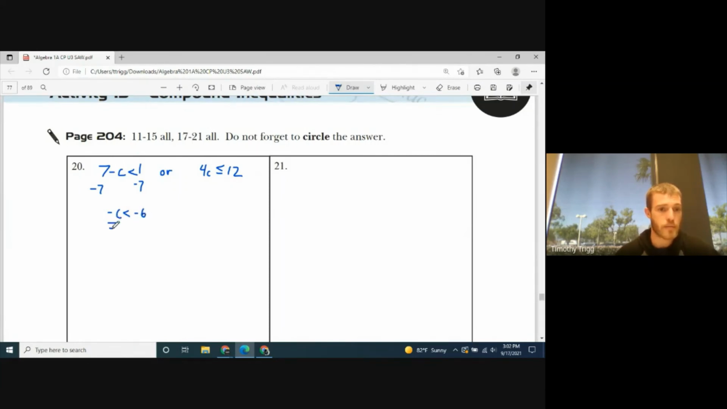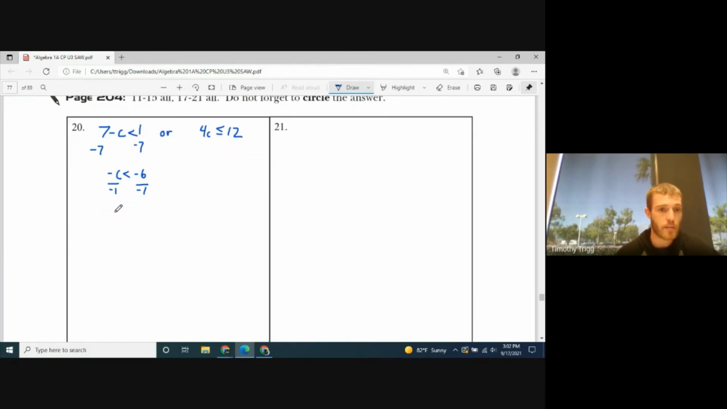Go ahead and divide both sides by negative 1 to cancel this negative. That'll give us that c is greater than 6. Notice it changed from a less than to a greater than because we divided both sides by a negative. Remember, if you divide both sides by a negative, that flips your inequality. For this one, we're going to divide both sides by 4, giving us that c is less than or equal to 3.